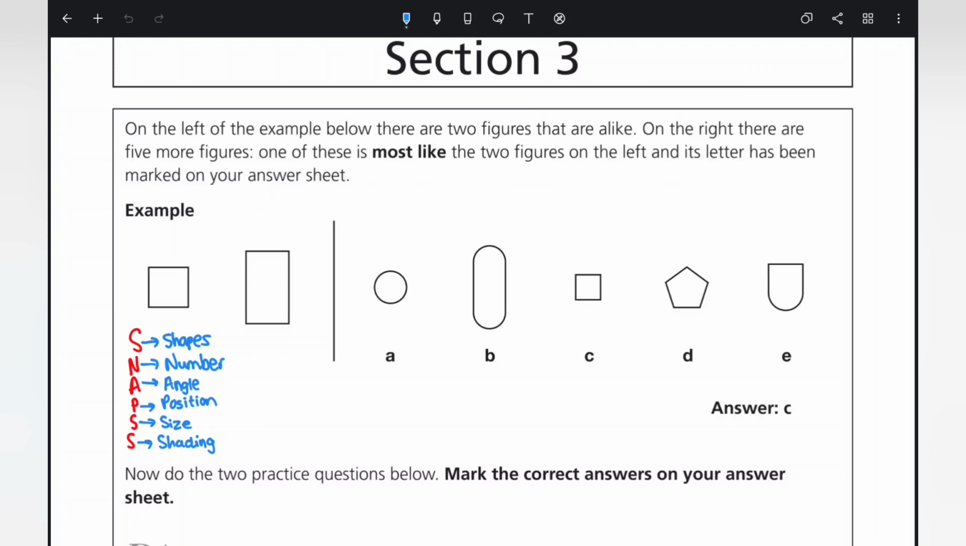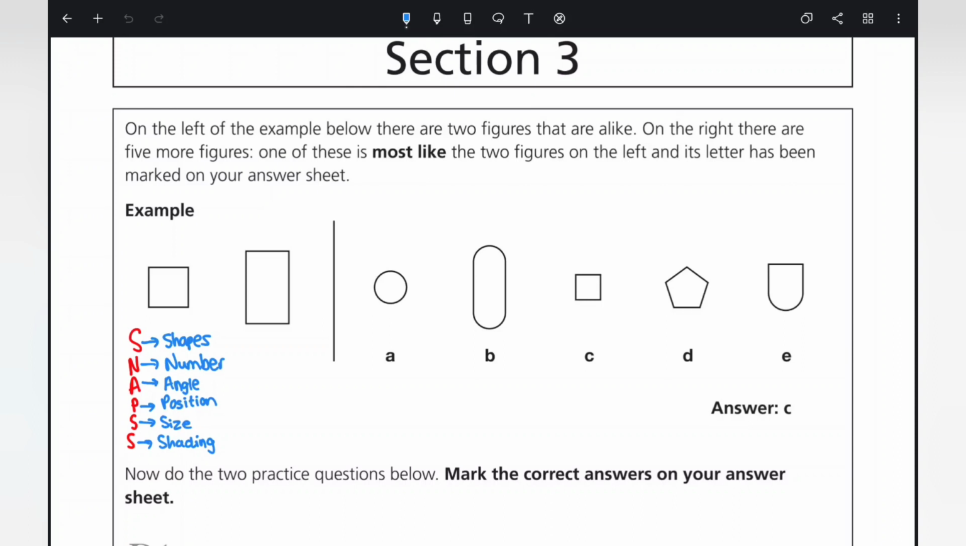Today we are looking at the 11 plus NVR. It reads the following: on the left of the example below, there are two figures that are alike. On the right, there are 5 more figures. One of these is most like the two figures on the left, and its letter has been marked on your answer sheet. As this is your NVR, we are going to follow SNAPS.